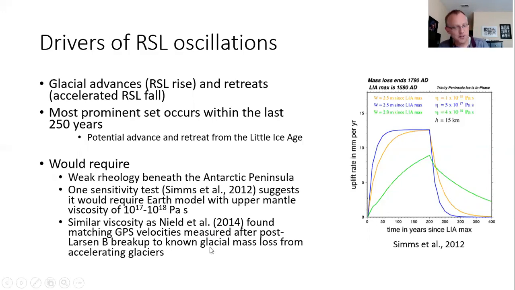Now, this kind of follows from an earlier study we did in 2002 that suggests if such fluctuations are occurring, it would require a relatively weak Earth rheology, which is not what most current GIA models use for the Antarctic Peninsula, but one that is required to fit the known acceleration in retreat of the glacier following the breakup of the Larsen B.